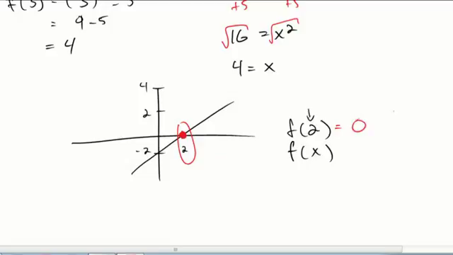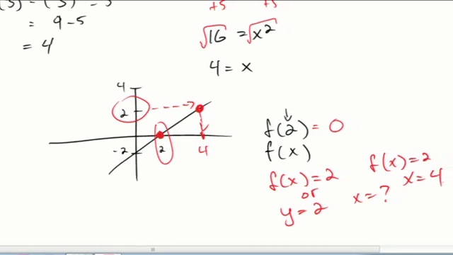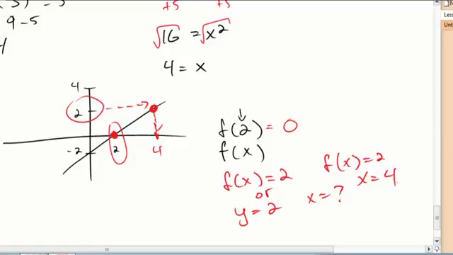Or I could do something like, you have a point up here, and we could say f of x is equal to 2. And you'd say, okay, if f of x, or if you want to think about y, is equal to 2, what does x equal? Well, I go across, y is 2, go across to my point, go down, and I say, oh, that's 4. So f of x is equal to 2, x is equal to 4. These are kind of the backwards type things you can do with graphs.